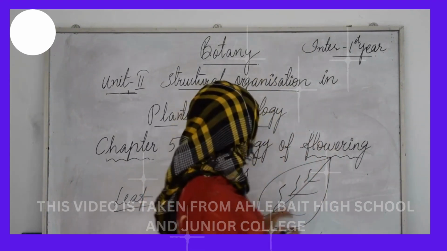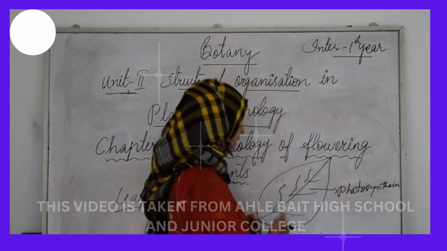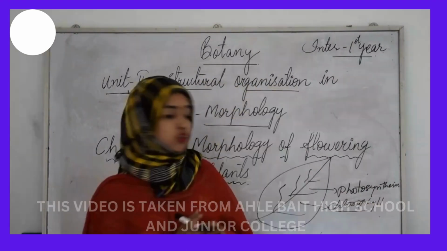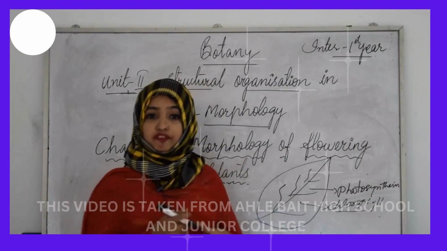We all know that leaves are the main site for photosynthesis, as they contain the green pigment called chlorophyll. So coming to the different parts of the leaf, a typical leaf consists of three main parts.